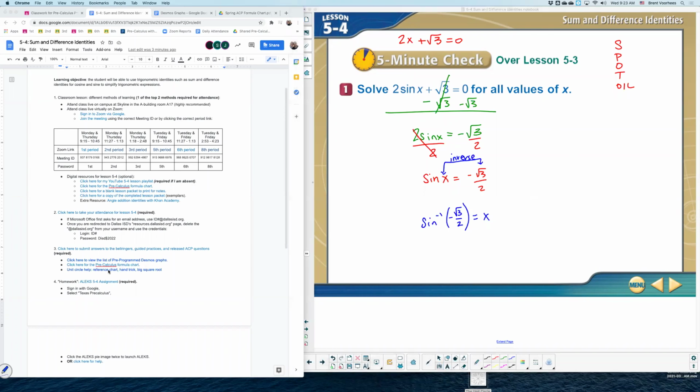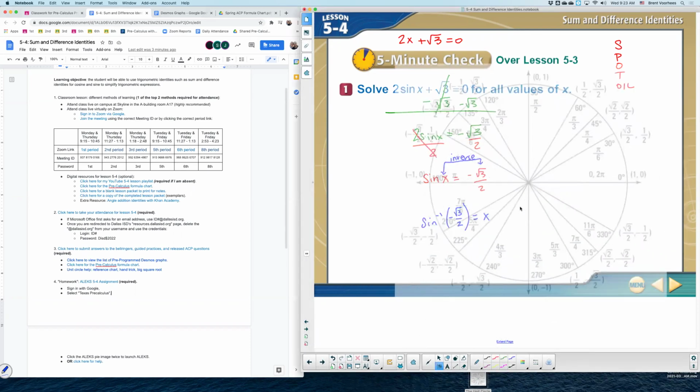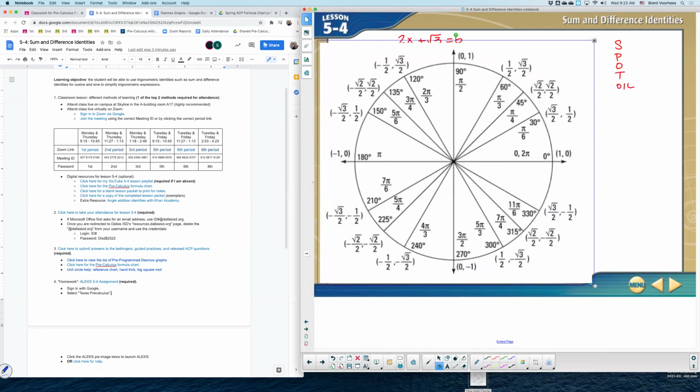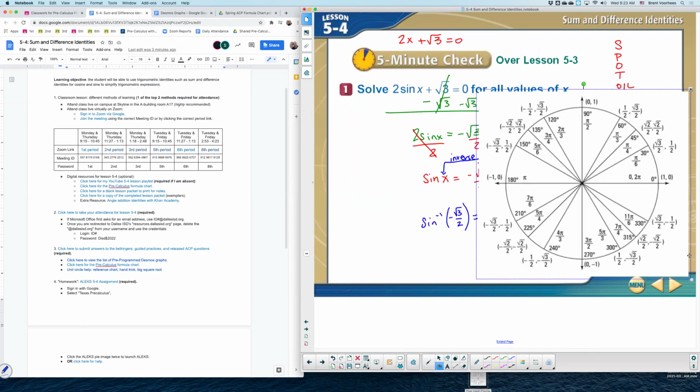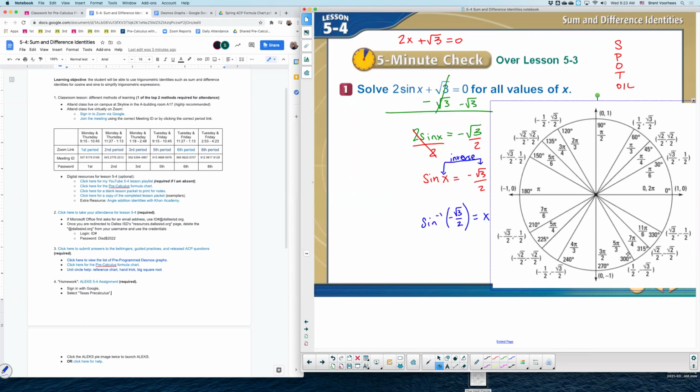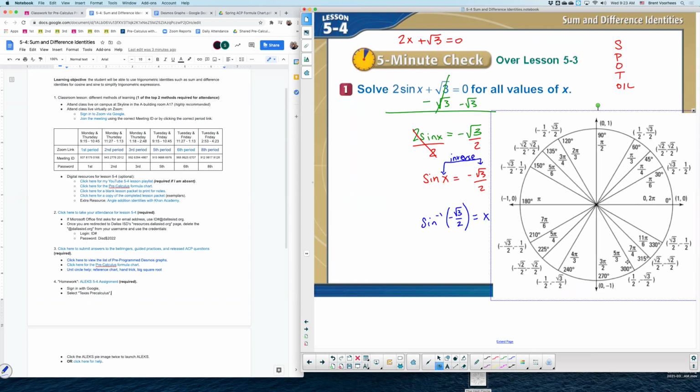For you, it's this 3rd link right there. For me, I'm just going to copy this picture up just like that, so we can see one nice and clear. And so here is my unit circle. And what we're going to do is identify where the sine of some angle would be negative square root of 3/2.